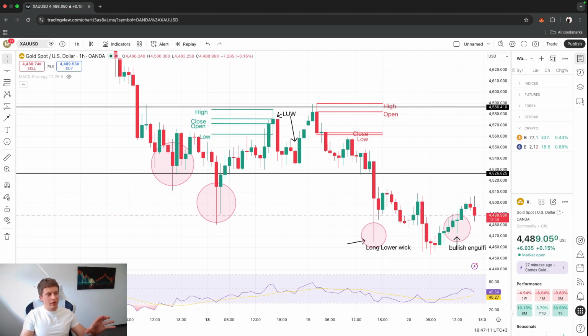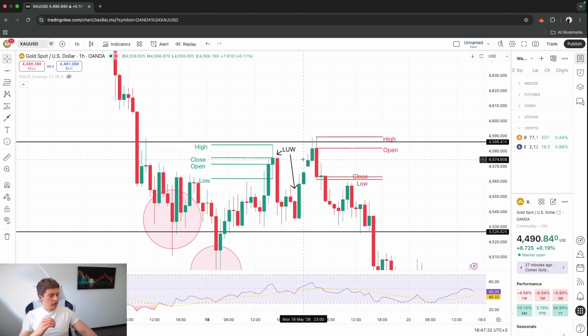This is where wicks are very, very useful, because a lot of the time they reveal trapped traders or liquidity grabs. For example, at this location here, gold starts moving up and comes past the previous high, people get excited and enter longs, and then suddenly price reverses and leaves a huge upper wick. And that is what a failed breakout is called.